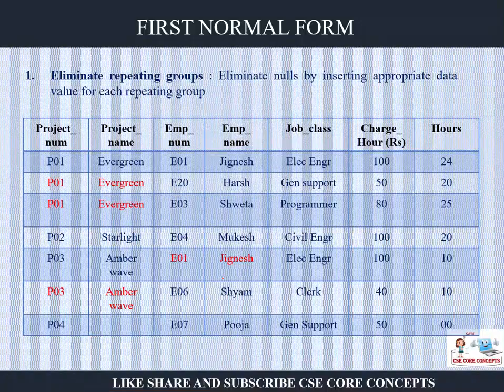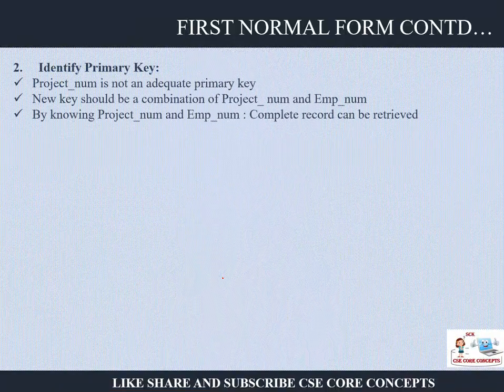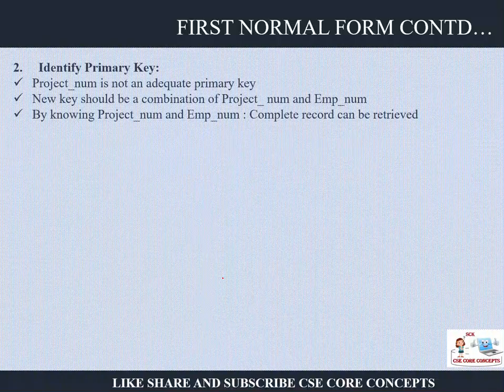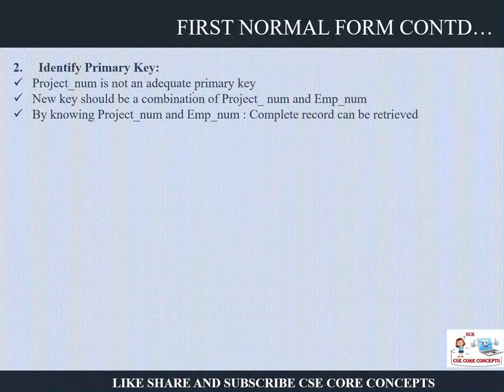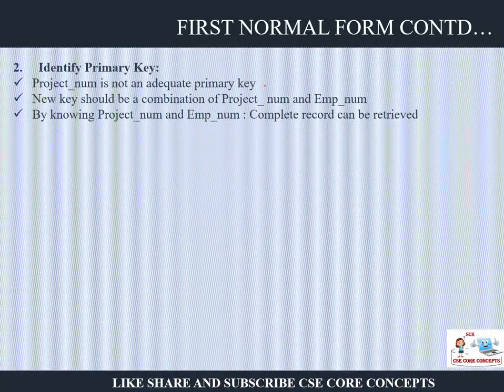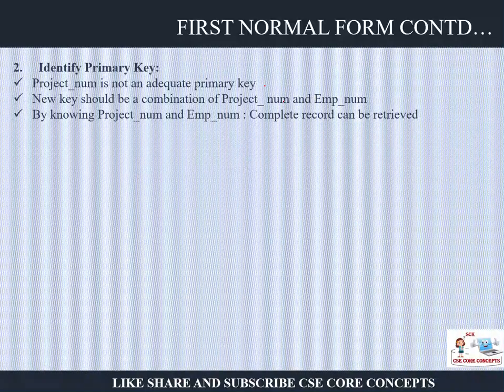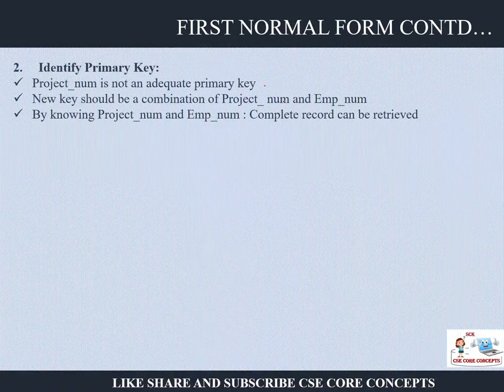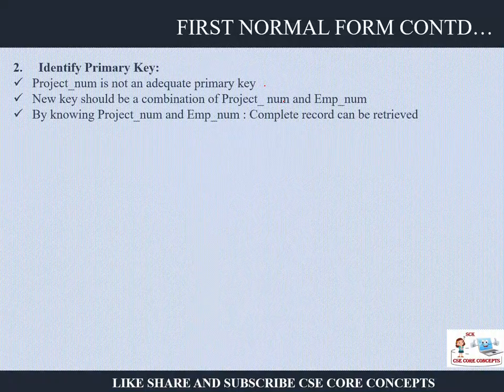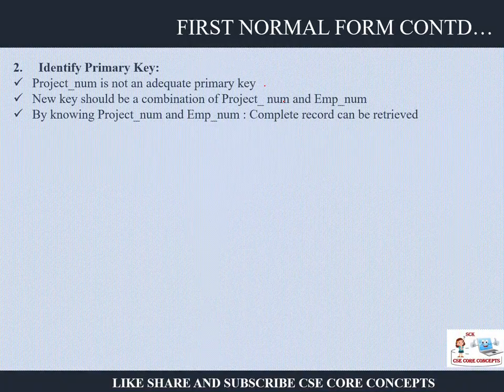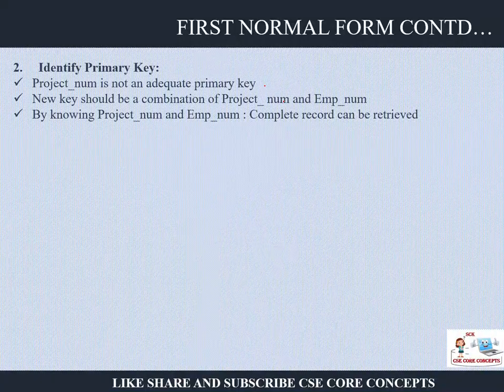Understood? Then secondly, identify the primary key. Now how can you identify the primary key? See, project number is not an adequate primary key here. Why do we feel that project number is not an adequate primary key? Because not all employees may belong to a project, right? So the new key should be a combination of what? Project number and employee number. By knowing the project number and employee number, you can retrieve the complete record.